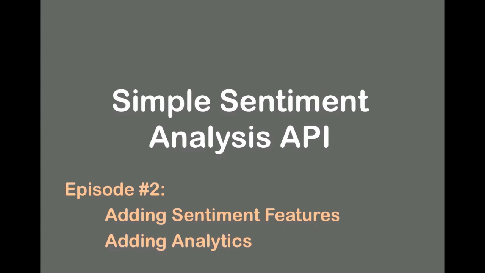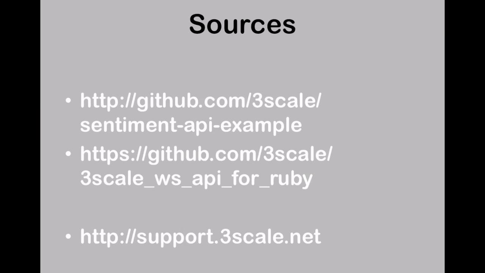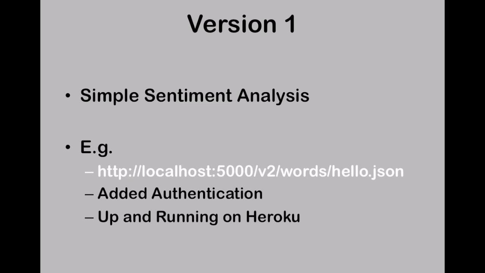All of the source code for the example is going to be available at GitHub. If you go to github.com/threescale, you'll find the sentiment API itself, version 1 and 2. You'll also find the Ruby gem, which we're using from Threescale, to do the authentication and the reporting for the analytics. You can also check out support.threescale.net, where there are a lot of resources for seeing how all these things work together, and you'll also find the various videos.